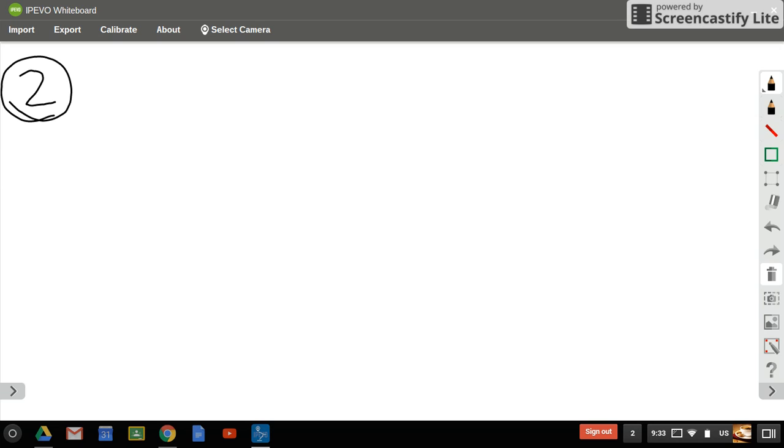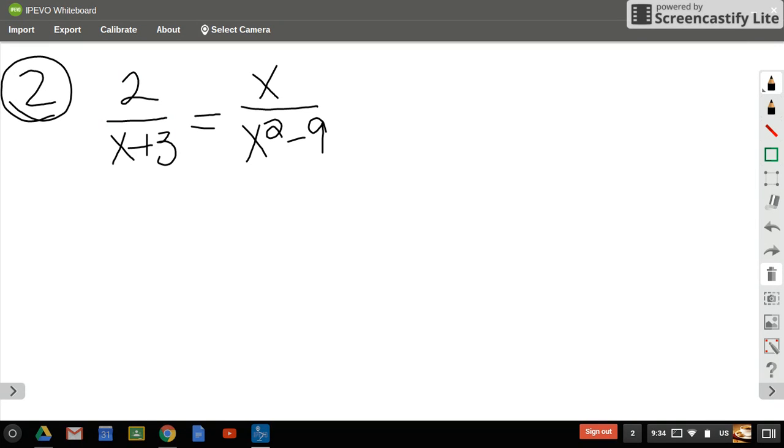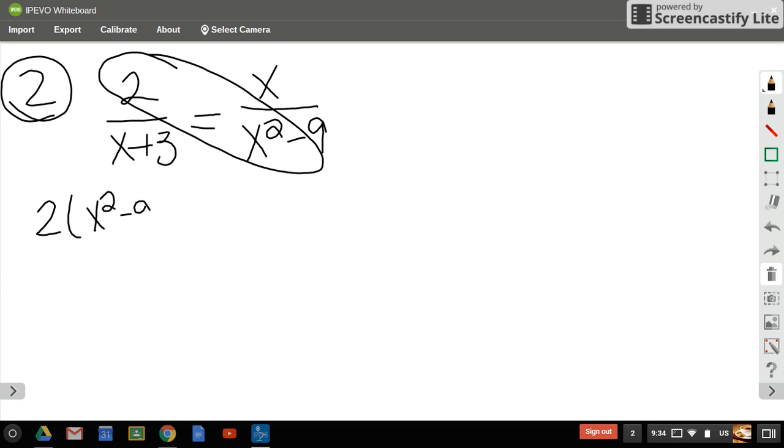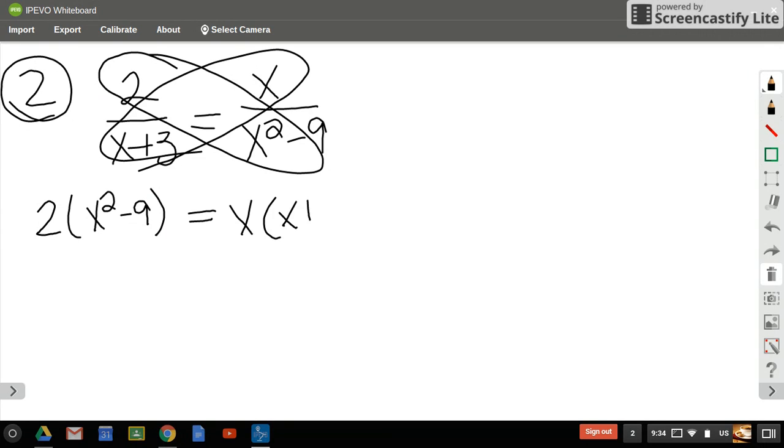So here we have 2 over x plus 3 equals x over x squared minus 9. And we're going to do the same basic process. We would cross multiply. Over here we get 2 times x squared minus 9. Over here we get x times x plus 3. So we need to do some distributing here.